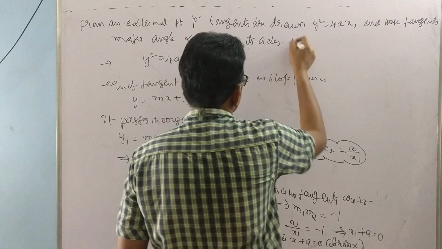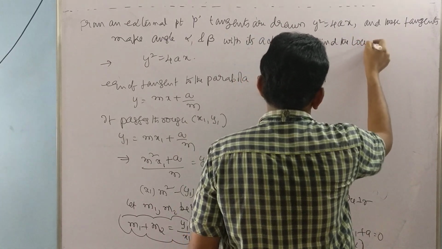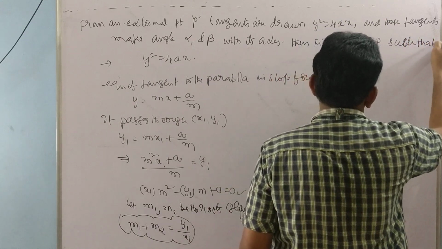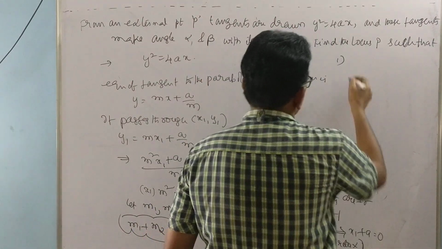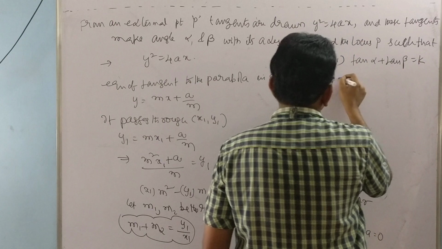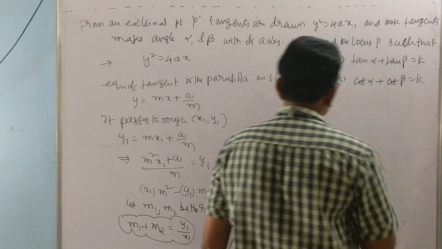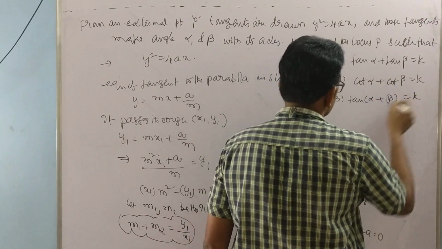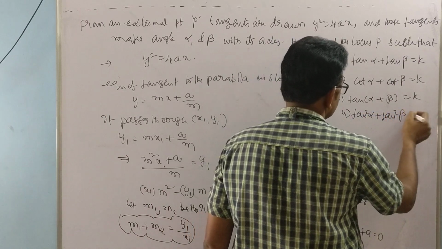Then find the locus of the point P such that, first problem, tan alpha plus tan beta is equal to K. Second one, cot alpha plus cot beta is equal to K. Third one, tan of alpha plus beta equal to K. Fourth one, tan square alpha plus tan square beta is equal to K.